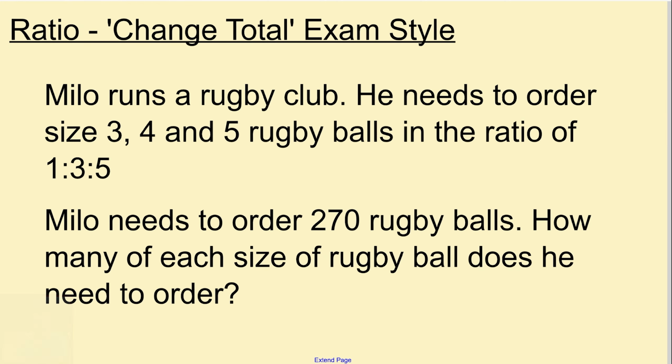Okay, so here is an example question that came from an actual exam. This was from an Excel one that I've adapted a little bit. Milo runs a rugby club. He needs to order size 3, 4 and 5 rugby balls in the ratio of 1 to 3 to 5. Milo needs to order 270 rugby balls. How many of each size of rugby ball does he need to order? Okay, so have a think about this and we'll come to the conclusion of what we think.